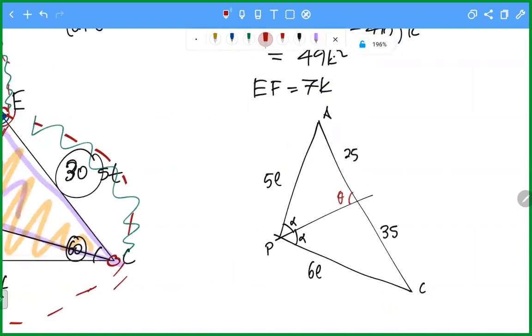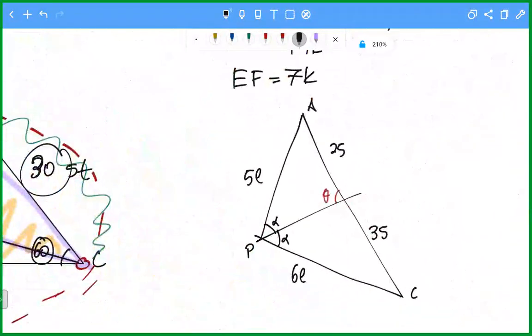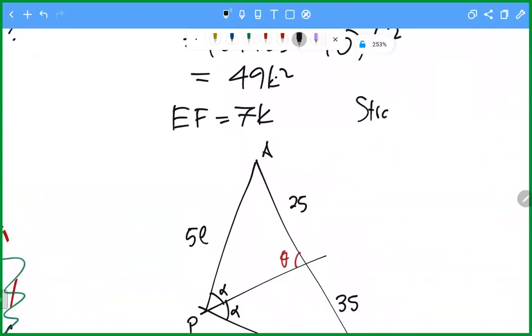First, I am going to calculate sine alpha and cosine alpha from the first triangle, AFE, using the law of sines or law of cosines, okay? So let me lay out the strategy. We're going to do a bunch of computations, so it's a good idea to lay out the strategy. First, let's find sine alpha and cosine alpha.